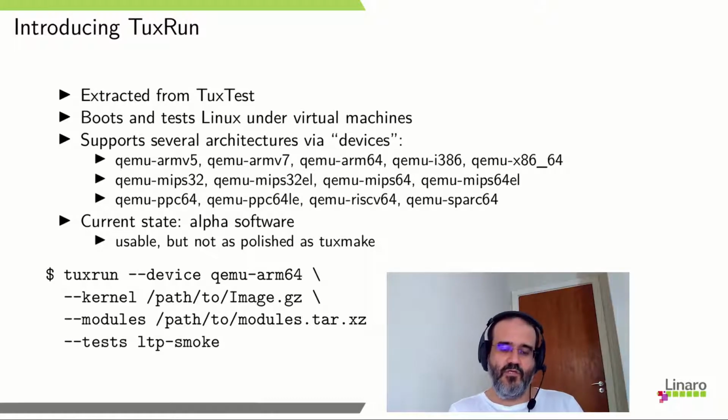You use the --device option to specify which device you want to use, and the --kernel and the --modules options to specify the kernel image and the modules you want to boot. And then you can specify which tests you want to run with the --tests option. If you don't specify anything, then TuxRun just does a boot test and doesn't run any specific functional tests.